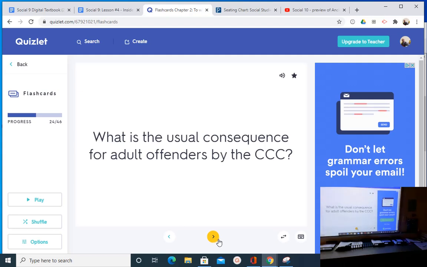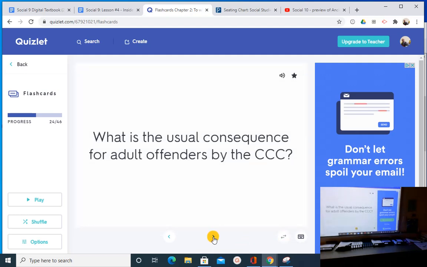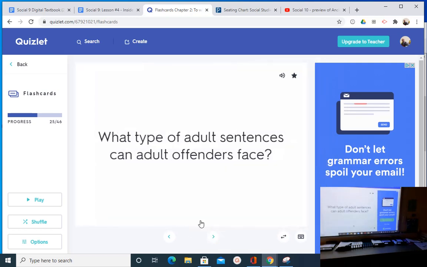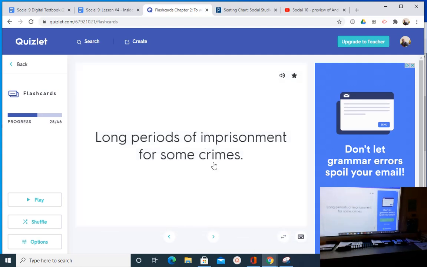What is the usual consequence for adult offenders under the Criminal Code of Canada? Going to court. You've committed an offense, you're going to go to court, there's going to be a hearing. What types of adult sentences can adult offenders face? So if you're an adult offender, what might be some sentences? Well, in Canada, long periods of imprisonment for some crimes. And we don't have the death penalty anymore in Canada for civilians. But we do have long terms in jail.